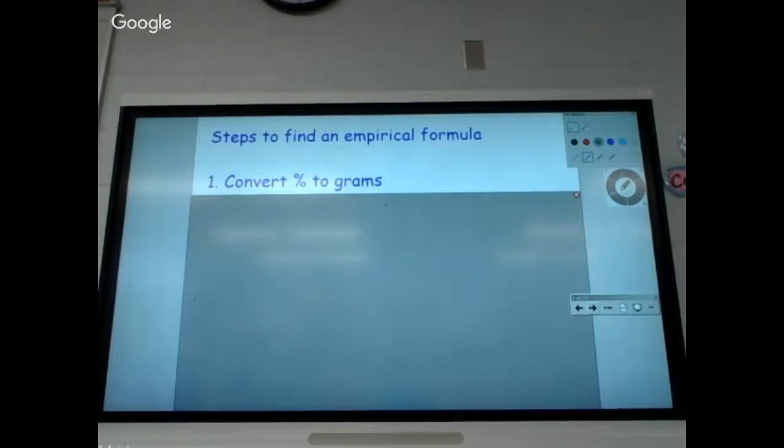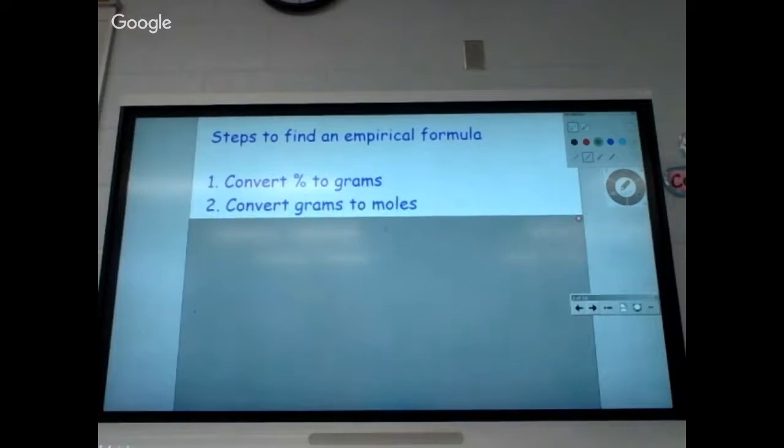So, what's the first thing we've got to do? Well, if we're given percents, we have to change percent to grams. Sometimes we'll be given percent, sometimes we won't. So, we may have to do step 1, or we may not. If they give it percent, we change it to grams. If they've already given us grams, we just skip step 1. Okay? Step 2, everybody knows how to do, because I don't think there was a soul who did this wrong on the test. We've got to change our grams to moles.